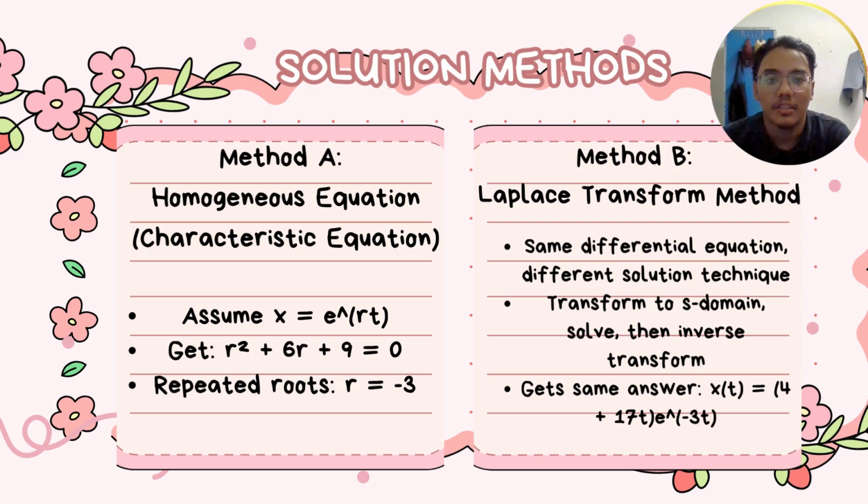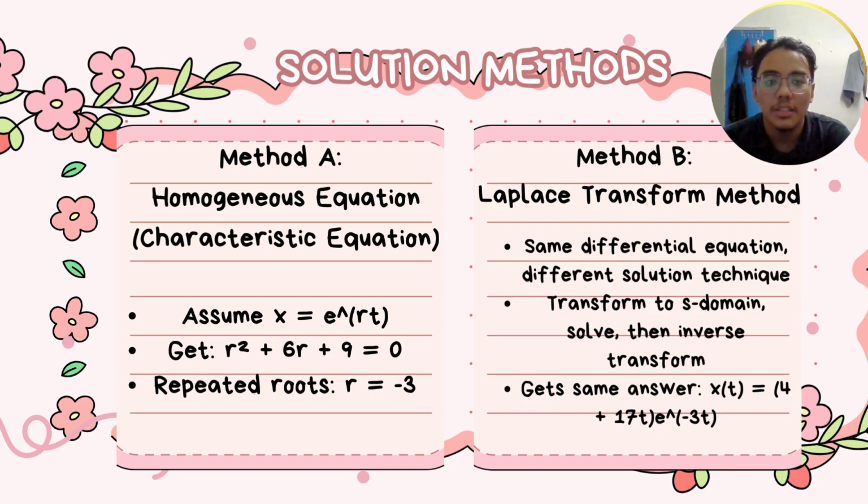To solve this differential equation, we will use two different approaches that demonstrate the power of mathematical verification. Method A uses the homogeneous equation approach, also known as the characteristic equation method. We assume a solution of the form x equals e to the power of rt. This gives us the characteristic equation r squared plus 6r plus 9 equals 0. Solving this, we find repeated roots at r equals negative 3.